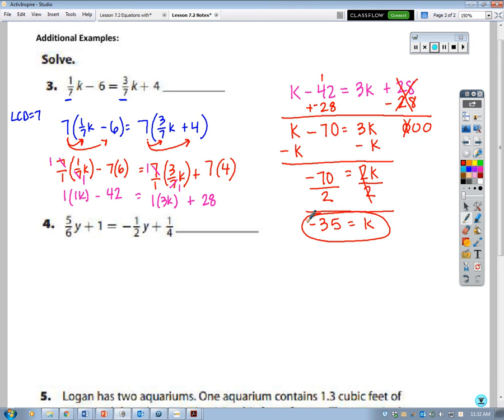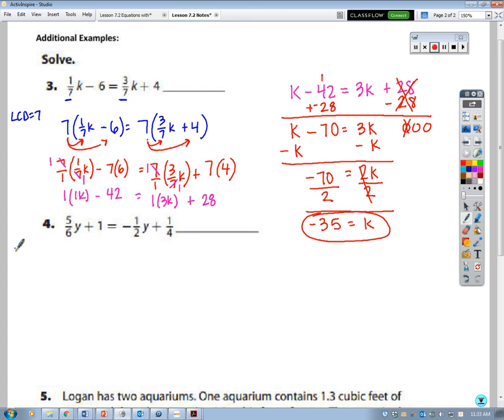Go ahead, and we're moving on to the second one here. We've got 5/6 k plus 1 equals negative 1/2 y. I don't know why I said k. It's still in my mind. So 5/6 y plus 1 equals negative 1/2 y plus 1/4.